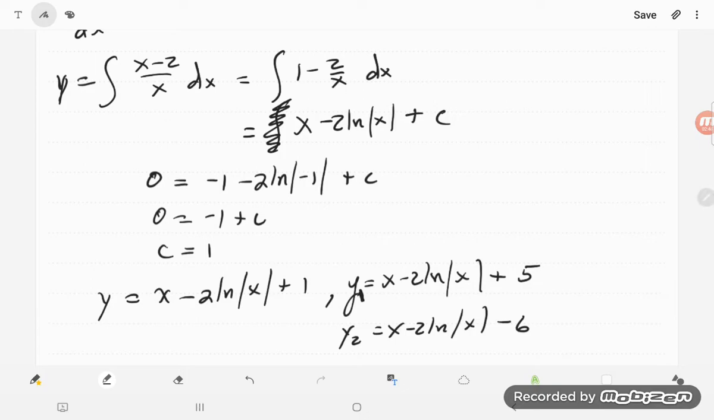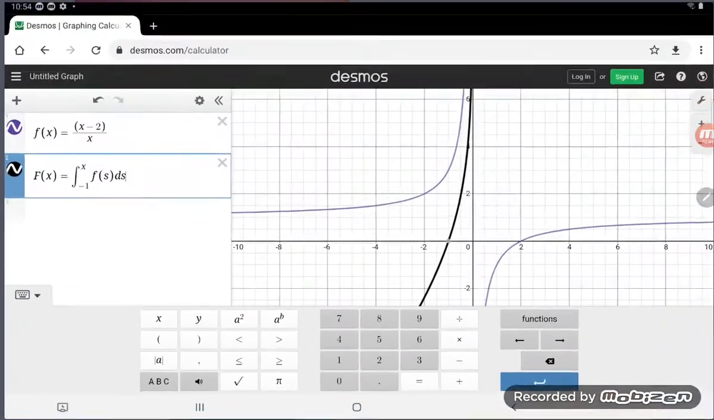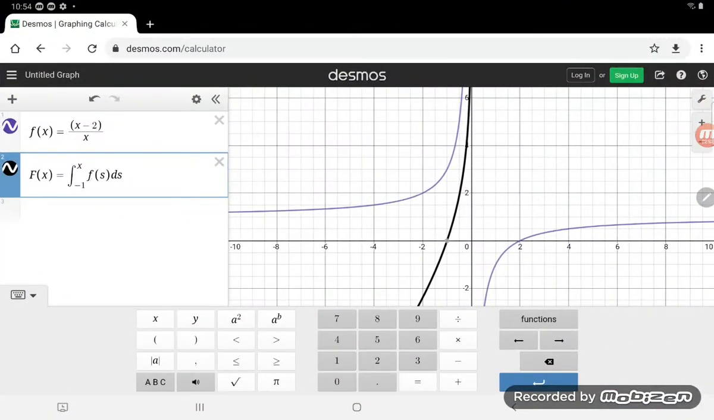Now let's look at plotting it, because it asks you to plot this stuff. Now again, I like to point out, I just defined a function f of x as x minus 2 over x, and I created a particular antiderivative by letting this lower limit be -1, because then I know that big F of -1 is 0, because it starts at -1.